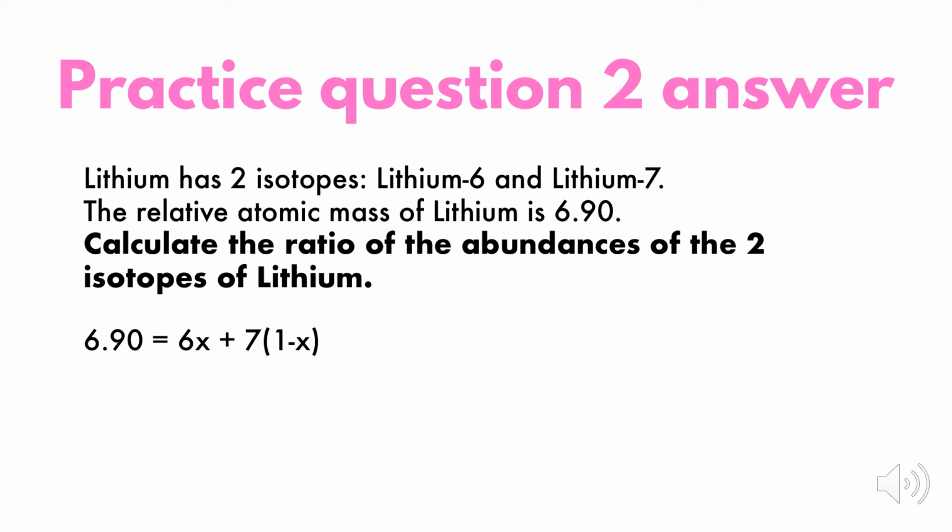Have you got something? Well, let's go over it and see if you're correct. Now you can see I've got the algebraic expression that I've worked out on the board here first of all, and where I've got that from is by deciding that lithium-6 was going to be x and lithium-7 was 1 minus x. So my expression is 6.90 equals 6x plus 7 times 1 minus x. I expand the brackets, and when I do so, that leaves me with 6.90 equals 6x plus 7 minus 7x.